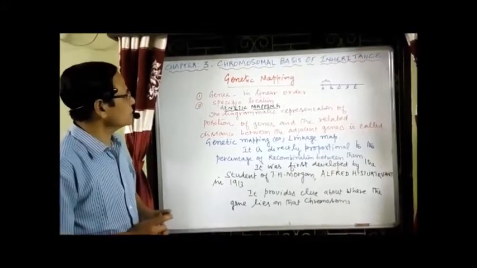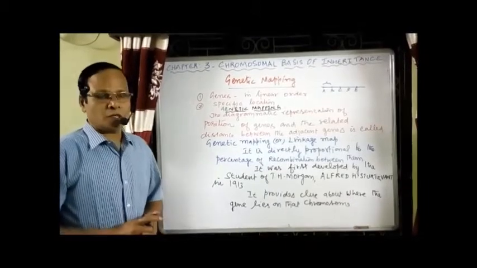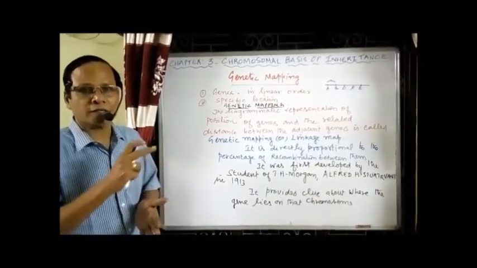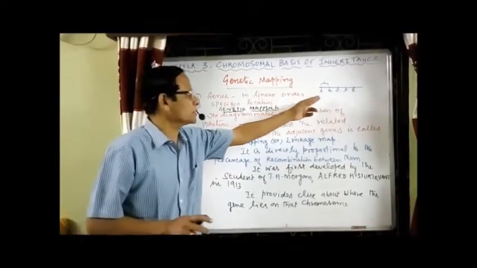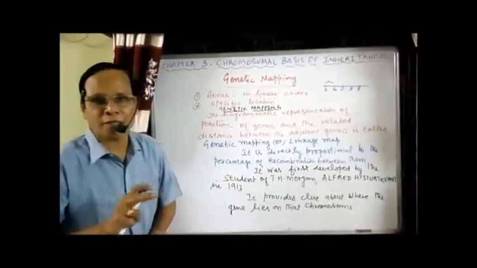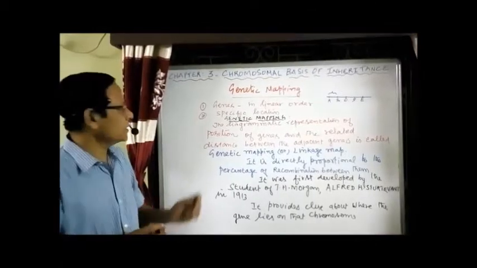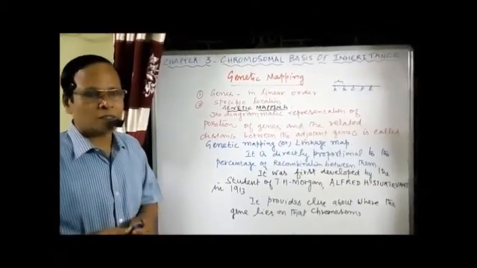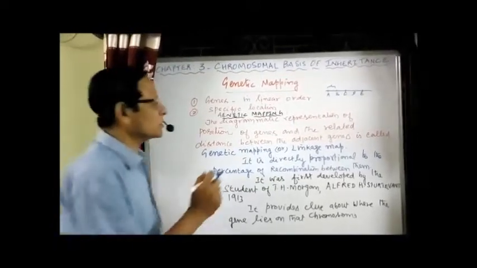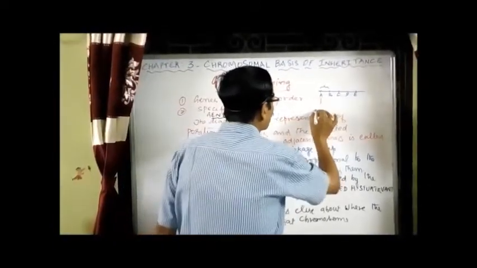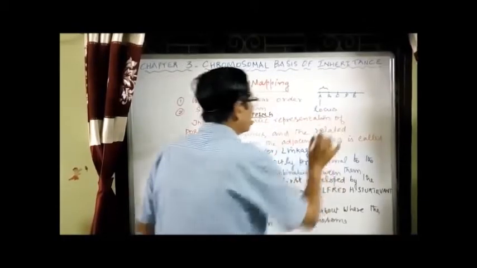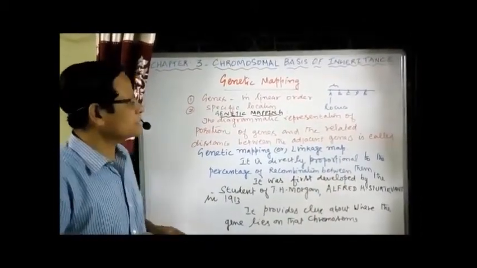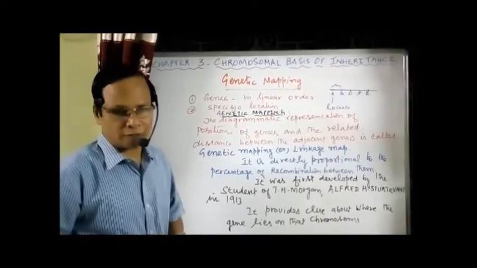Now the next one, what is genetic mapping? In a chromosome, the genes are arranged in a linear order along the entire length, just like this: A, B, C, D, like that. This is called the linear arrangement of the genes. Each gene has a specific location on a chromosome. The specific location of a gene is called a locus. Suppose this is the A locus.